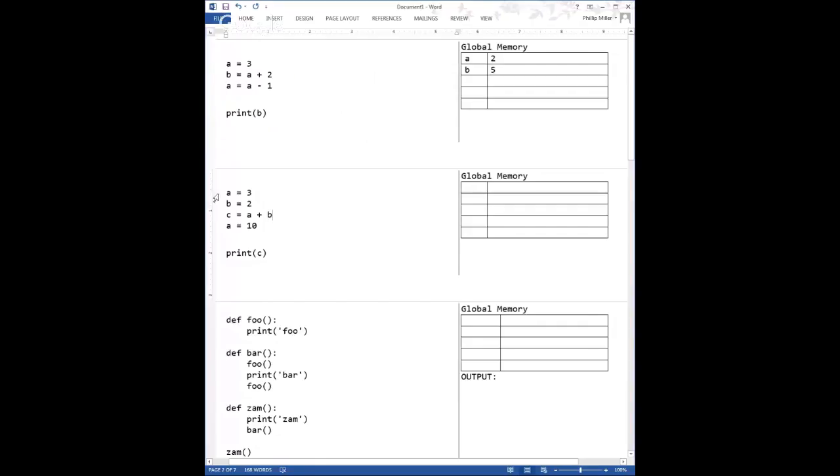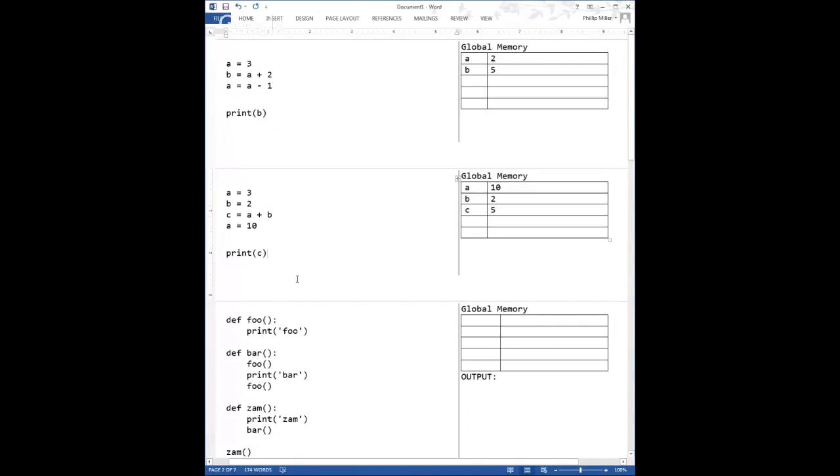Similar example down here, we have a variable A, B, and C. So I would just write those down. And then as these lines of code are executed, what effect does that have on the values of the variables? Store 3 in A, store 2 in B, evaluate A plus B, that's 5, store that in C, store 10 in A, output the value of C. So again, it outputs 5.